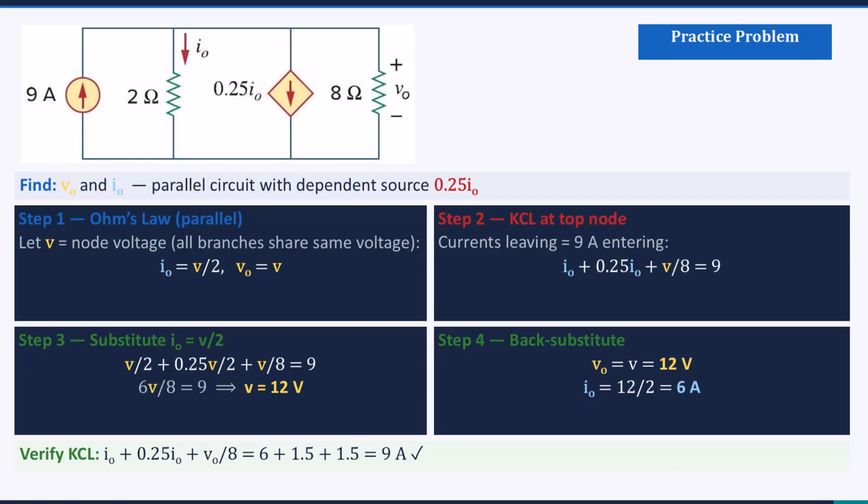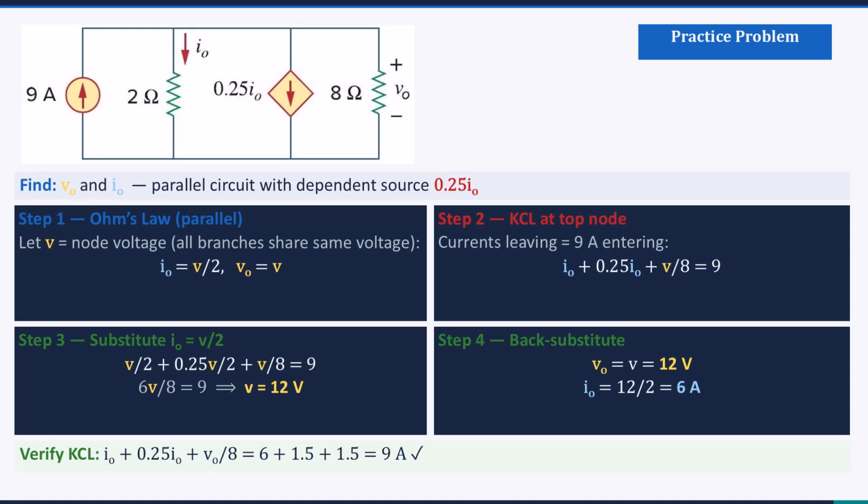Step 1. Ohm's law on the parallel branches. Since all branches share voltage V through the 2 ohm resistor, I0 equals V divided by 2. Across the 8 ohm resistor, V0 equals V. Step 2. Apply KCL at the top node. The 9 ampere source pushes 9 amperes into the node. Leaving the node are I0 down through the 2 ohm resistor, 0.25 I0 down through the dependent source, and V over 8 down through the 8 ohm resistor. So, I0 plus 0.25 I0 plus V over 8 equals 9.